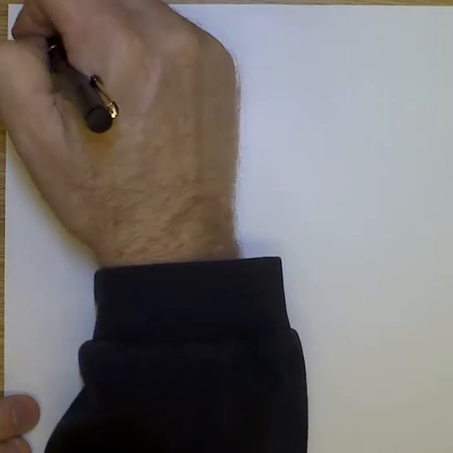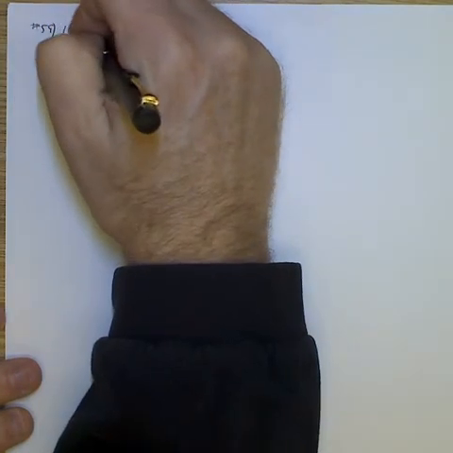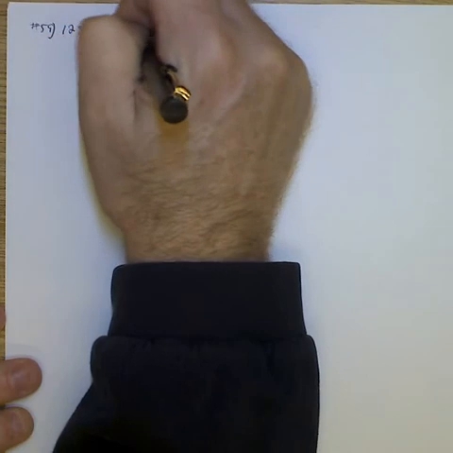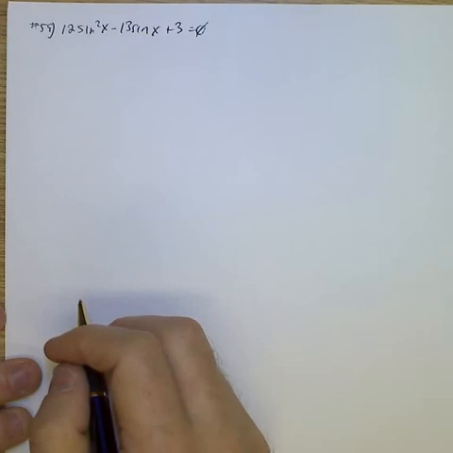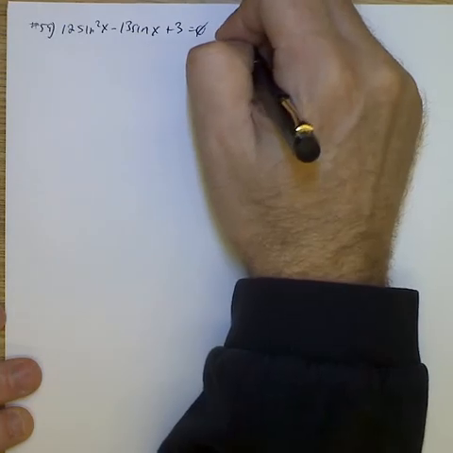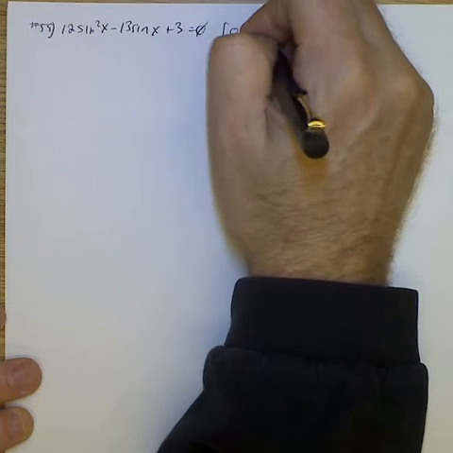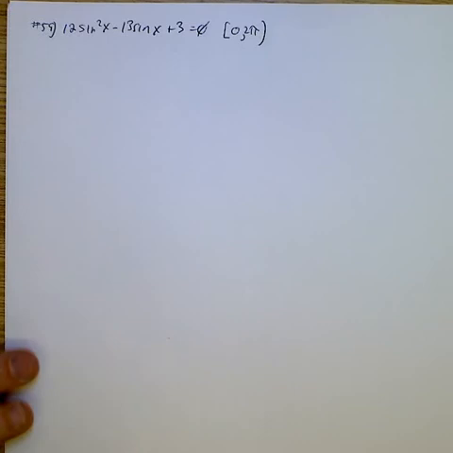Okay, I'm going to continue on with 5.3. I'm going to do number 59. The problem is 12 sine squared x minus 13 sine x plus 3 equals 0. And in the problem they say limit your answer for the range of 0 to 2 pi. So we're just going to do one revolution of the circle.